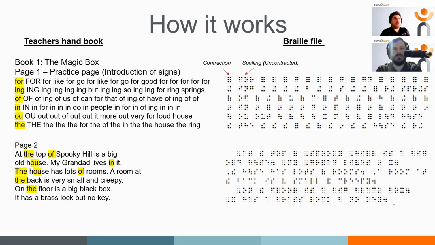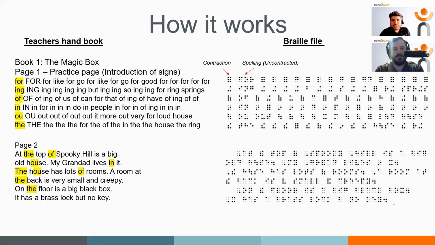Now, before I actually open up my BrailleNote, I just want to go through how this actually works. On the left-hand side of my screen, I have a version of the teacher's handbook, and on the right-hand side, I have what the student will see as a Braille file on their BrailleNote. Now, in all series of the Takeoff, the practice pages are identified by the page number 1. As well as introducing the child to any new Braille signs and difficult vocabulary used in the story, these pages can be used for revision.